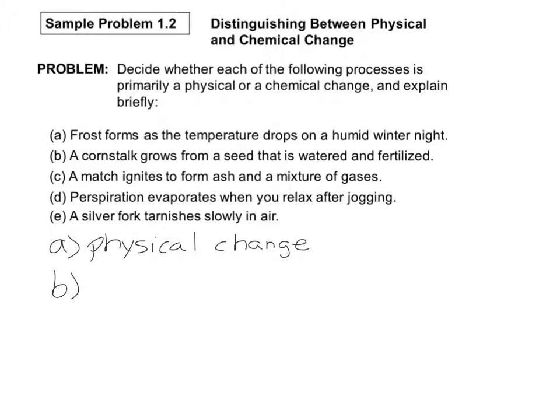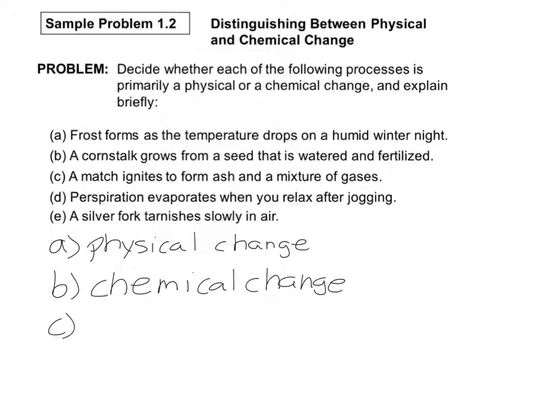So it's starting out as a seed and it's growing into a cornstalk. So here we do have the identity changing. So this is going to be a prime example of a chemical change.